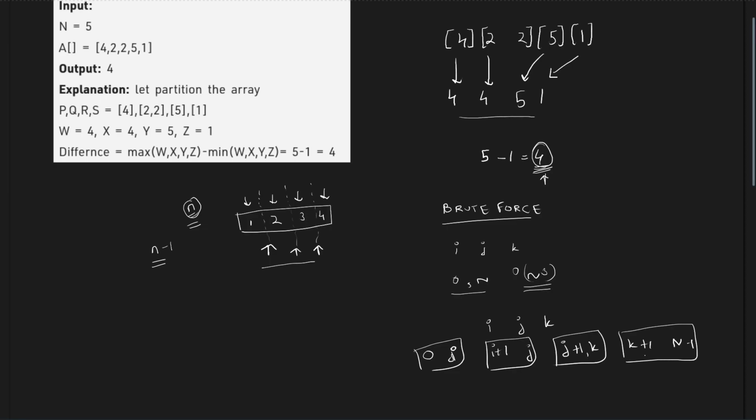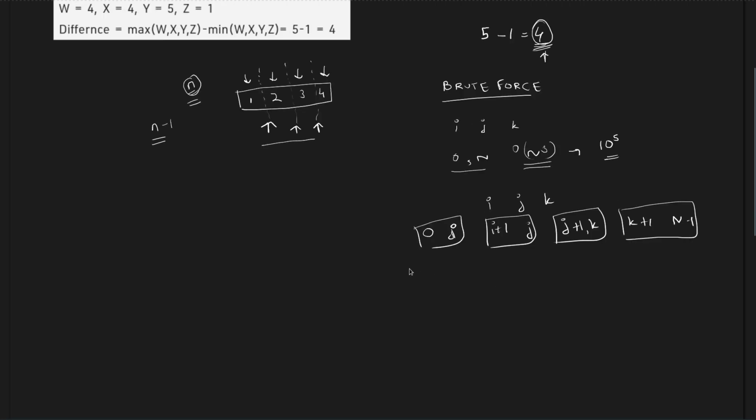Now, this solution would obviously not work because in this case the value of n is 10 raised to the power 5. So we need to think of something different. What I can do is, if I have some array like this, I can take the middle pointer j and start placing it somewhere. I can place it here, here, here, and here. So let's say I placed it in the middle position j here.